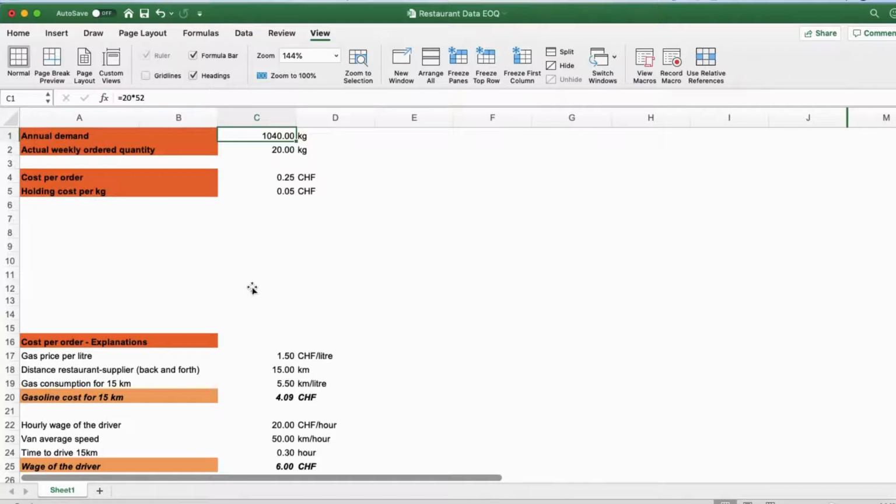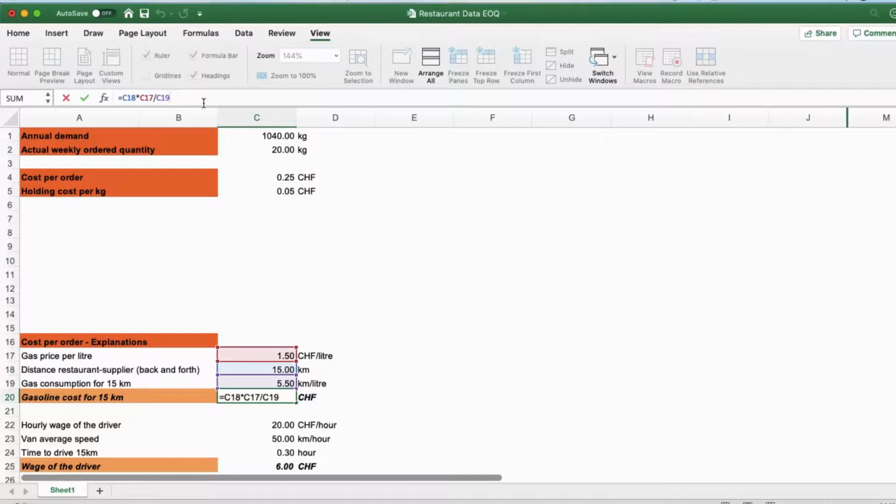Luigi, Mario's co-worker, takes a van to pick up the lettuce at their supplier. The gas price is around 1 franc and 50 cents. The distance between the restaurant and the supplier, back and forth, is 15 kilometers, and the gas consumption is 5.5 kilometers per liter. Multiplying this distance with the gas price per liter and dividing the result by the gas consumption, we get the gasoline cost of the van for 15 kilometers, which is 4.09 francs.